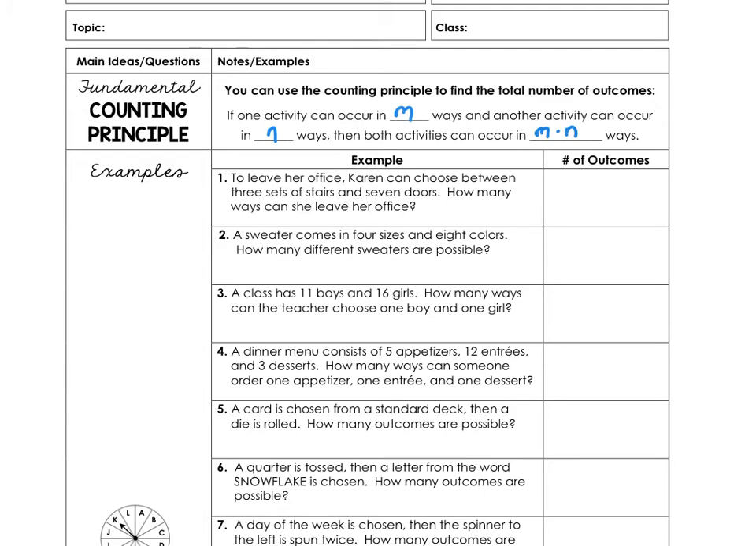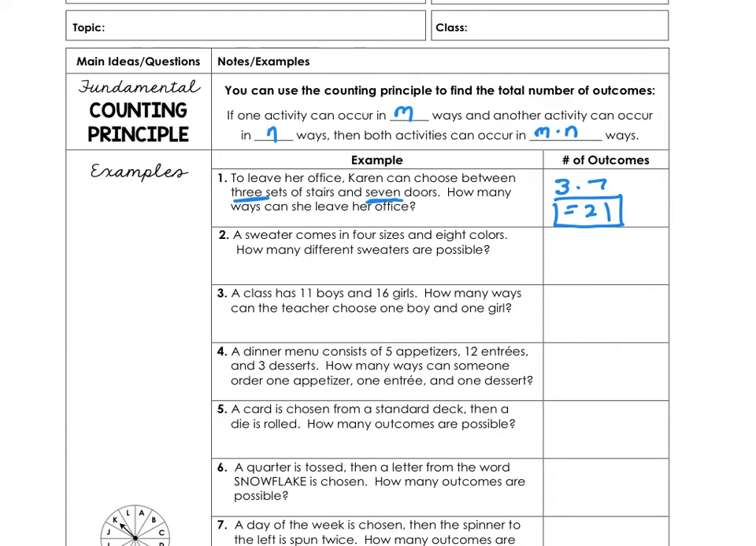Okay, so that seems like a lot of gibberish right now, but trust me, you're going to be like, oh, this is so easy. I love the counting principle. It's my favorite. Okay, so example number 1. To leave her office, Karen can choose between 3 sets of stairs and 7 doors. How many ways can she leave her office? Well, she has 3 sets of stairs and 7 doors, so she has 21 ways she can leave her office. And that's our answer. So we took the 3 times the 7, got our answer.